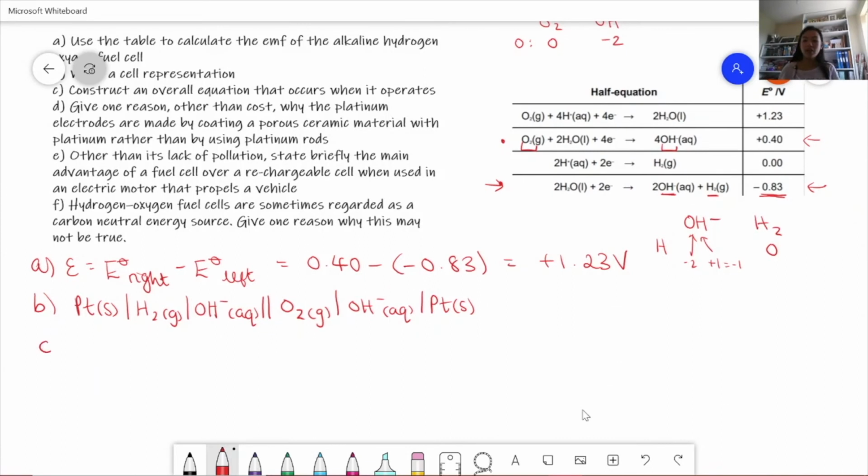Then for C, construct an overall equation that occurs when it operates. So when it operates, that means that the electrons are going like normal, so from the more negative electrode to the more positive electrode. And so that means that the electrons are coming from this bottom equation. So that means that this bottom equation needs to be reversed before we combine half equations. One thing to spot is that the electrons are different. So we've got 2 electrons here, but 4 here, which means that we need to multiply this equation by 2 so that we can cancel out the electrons at the end.